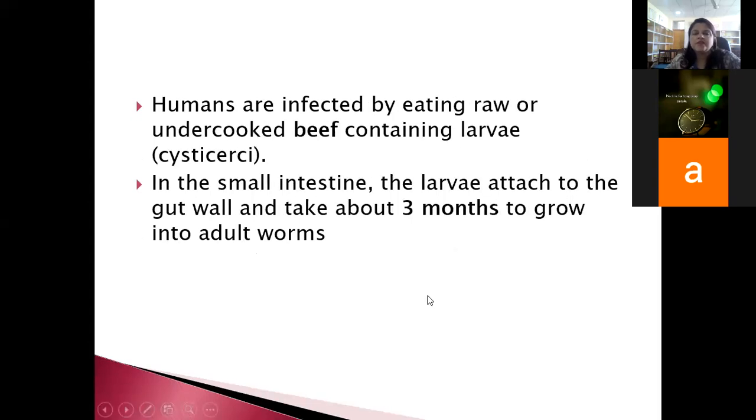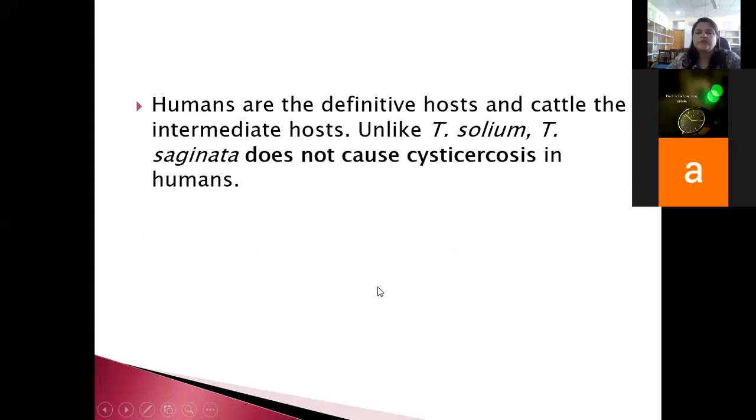Humans are infected by eating raw or undercooked beef. Now here the cycle is the same, only the pork is replaced by the cattle. In the small intestine, the larva attaches to the gut wall and takes about 3 months to grow into the adult form, same as before. Humans are the definitive host and the cattle are the intermediate host. Unlike solium, Taenia saginata does not cause cysticercosis. So the next difference is that they do not produce cysticercosis, while the solium produces cysticercosis.